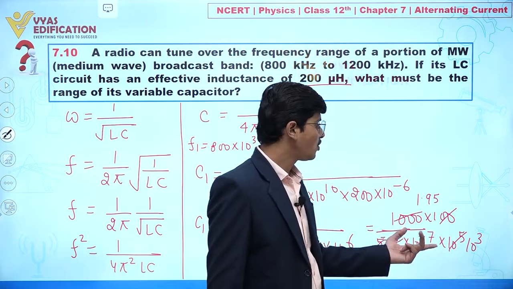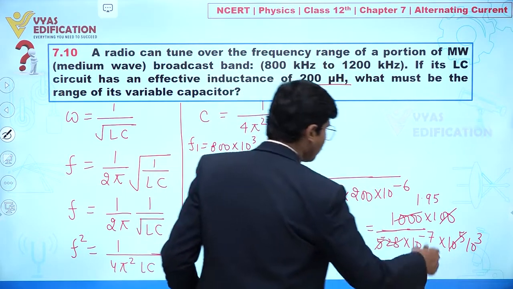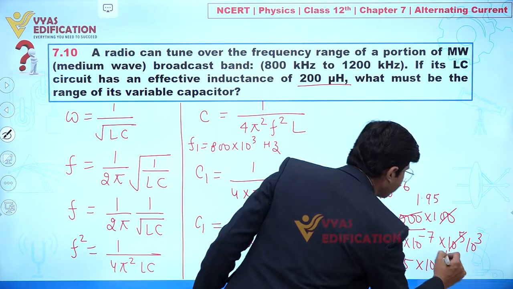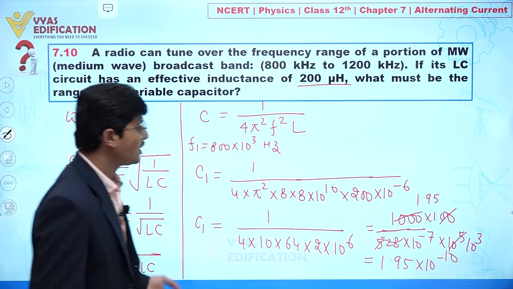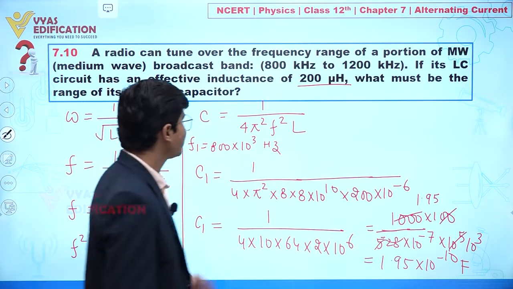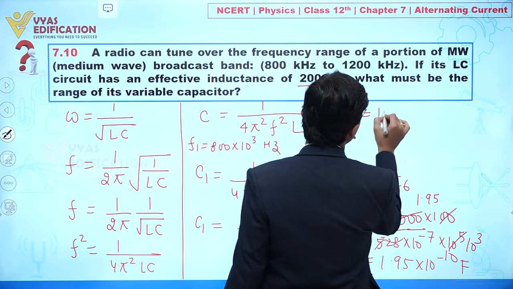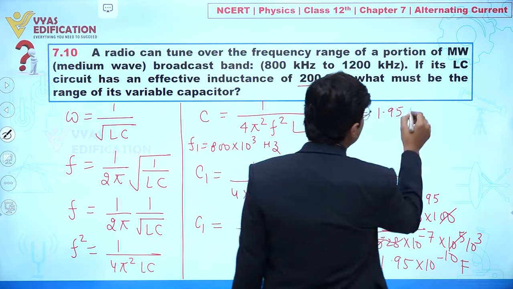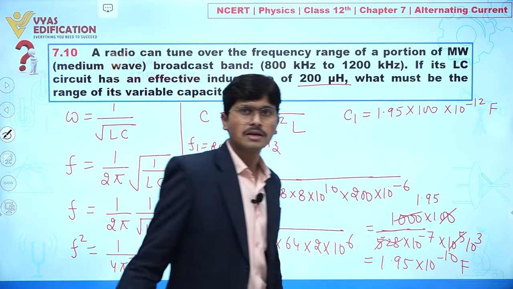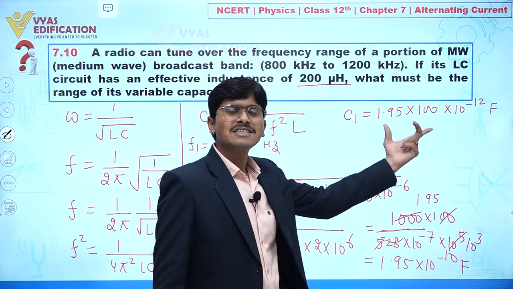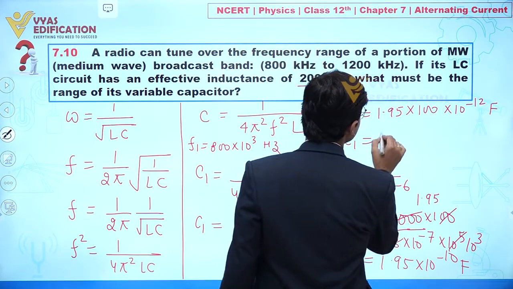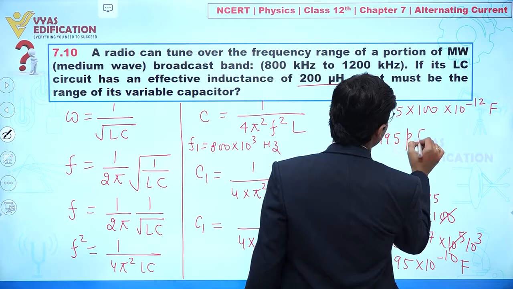Okay, no problem. This is equal to 1.95 into 10 to the power minus 10, and we are getting this value in farad. Can we convert this value into picofarad? Yes. So the value of C1 here is 1.95 multiplied with 100 and multiplied with 10 to the power minus 12 farad. So this value is 195 into 10 to the power minus 12. So we can say C1 is given by 195 picofarad.